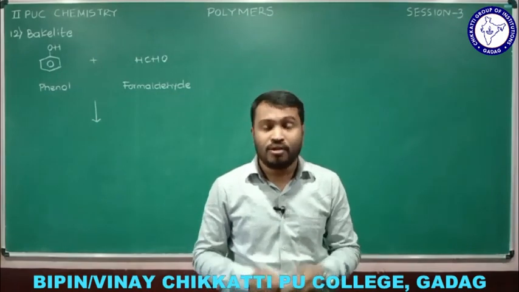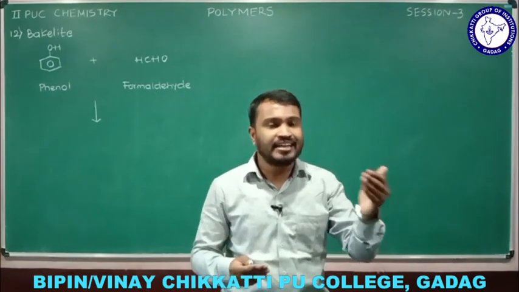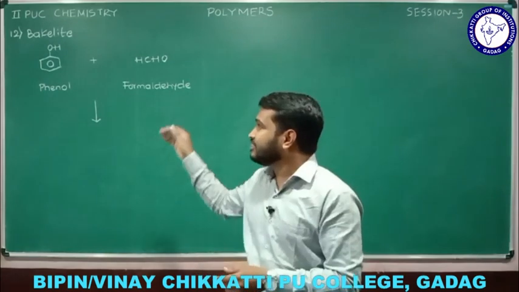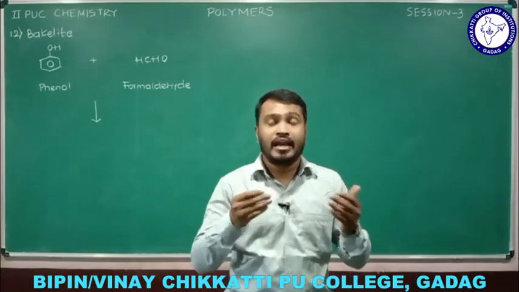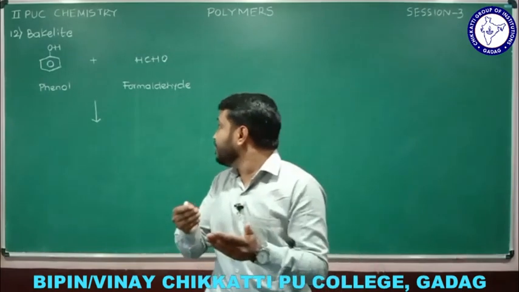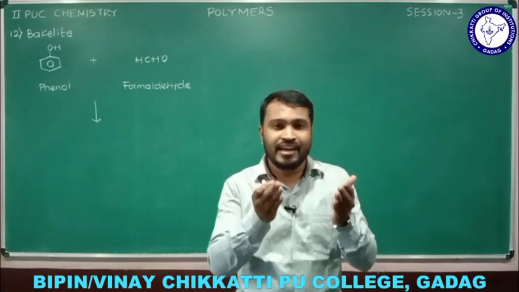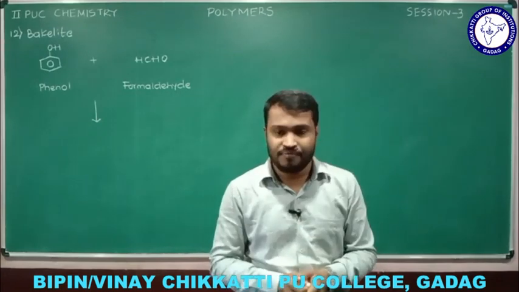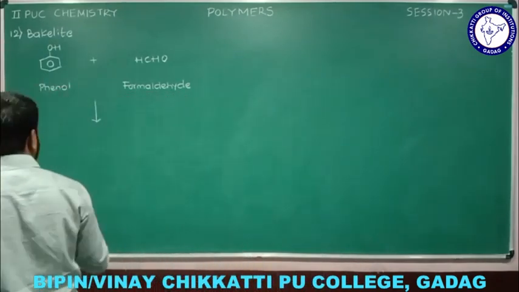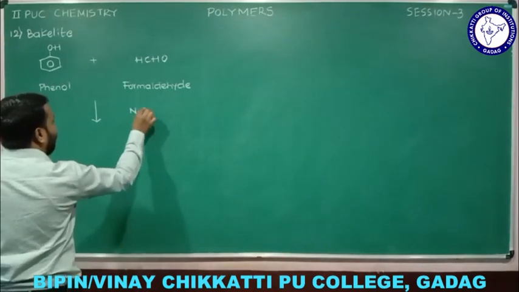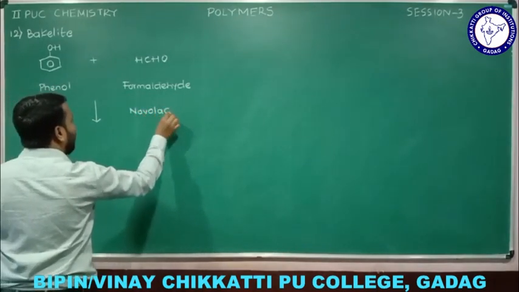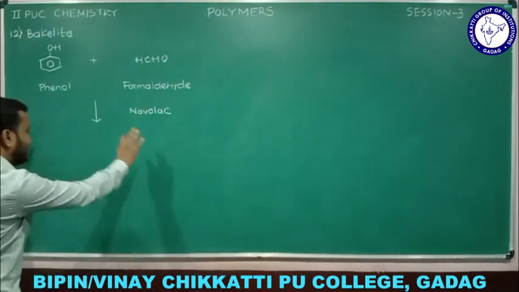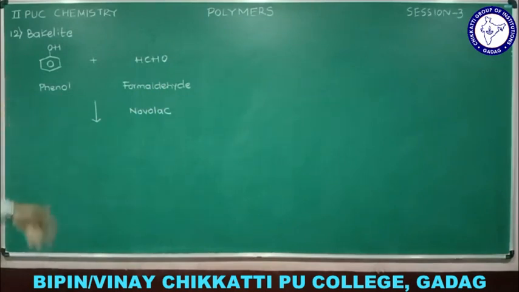Cross-linked means we have a 3-dimensional structure with heavy branching, and here I cannot represent how the water molecule is going to be eliminated. When phenol reacts with formaldehyde, we get an intermediate structure, which we call novolac. Let me write here novolac. And when this novolac is heated in the presence of formaldehyde, you will get a structure that is nothing but bakelite.